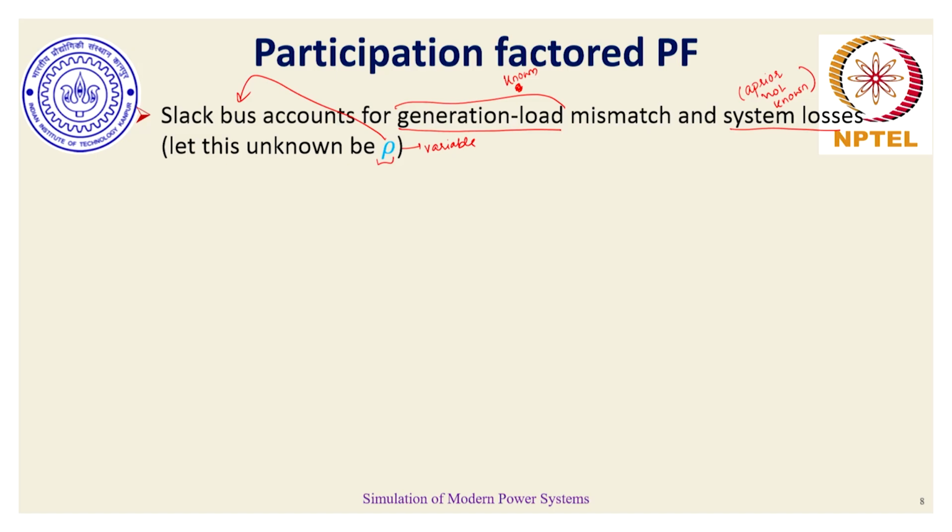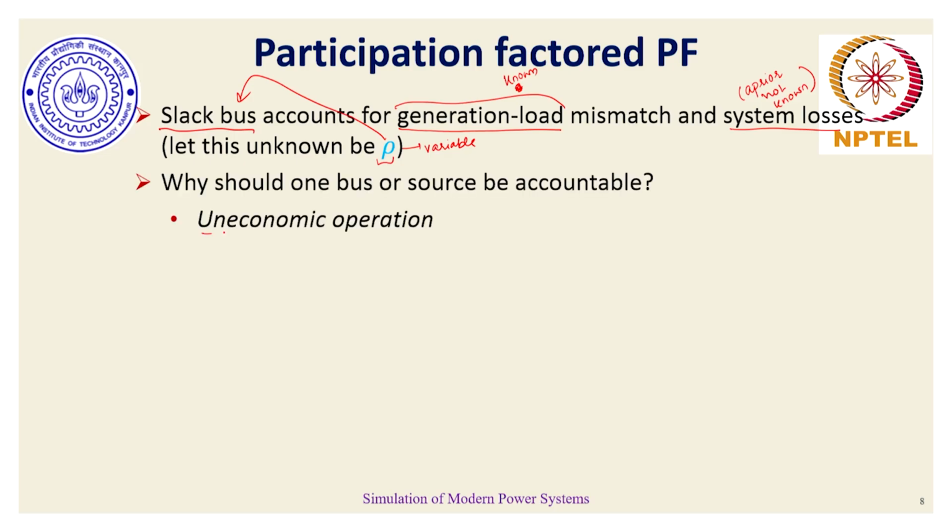Given the discussion on economics, it is not necessary that the slack bus, where the largest generator is connected, is always a cheaper bus, and that is where the uneconomic operation comes in. Why should only one bus or one generator be accountable for accommodating this unknown variable rho? Why can't we have multiple generators, depending on their cost of operation, share this rho mismatch so that the system operation moves from uneconomic operation to economic operation?